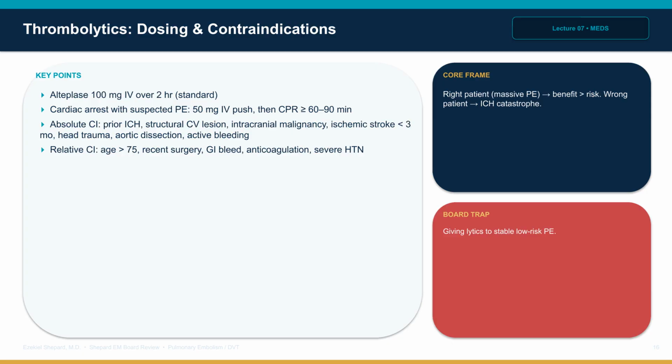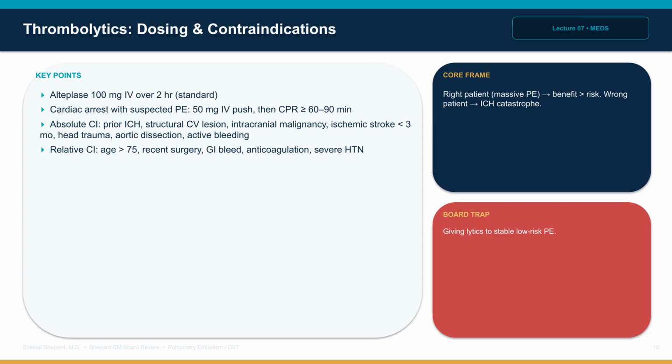Thrombolytics for PE are most commonly alteplase. Standard regimen is 100 mg intravenous over 2 hours. For cardiac arrest with suspected PE, the dose is 50 mg intravenous push, followed by continued CPR for at least 60 to 90 minutes before terminating efforts.